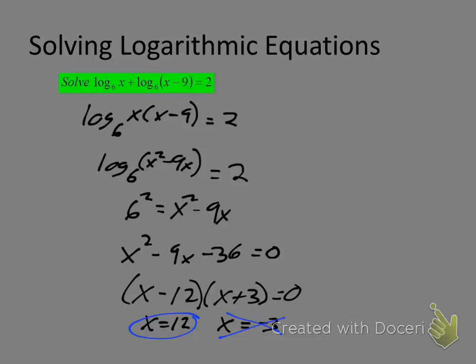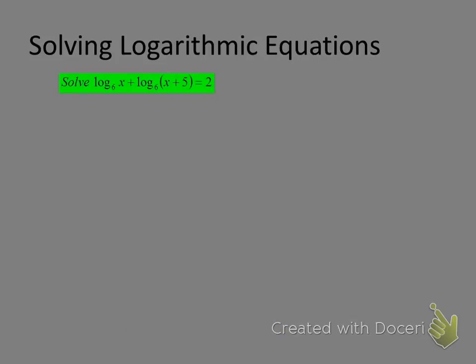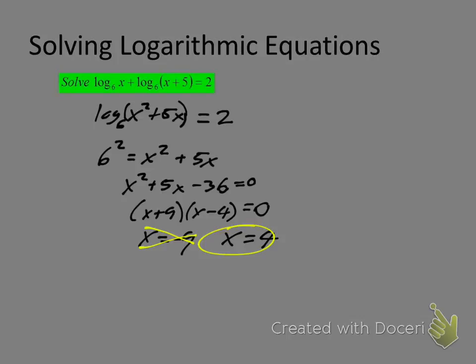Alright, next one is very similar. I'm going to go ahead and let you guys do this one. You have log base 6 of x plus log base 6 of the quantity x plus 5 equals 2. Let's fix that last circle there.